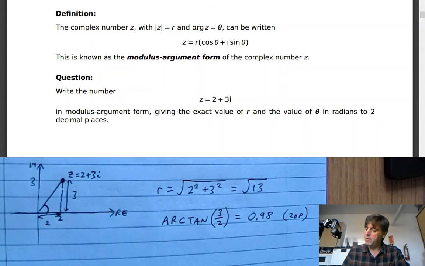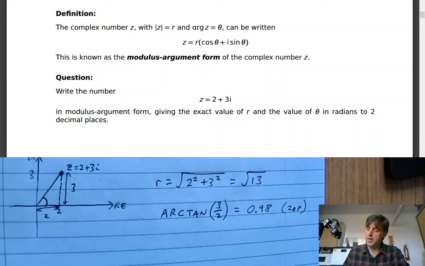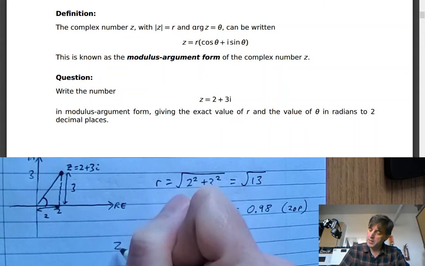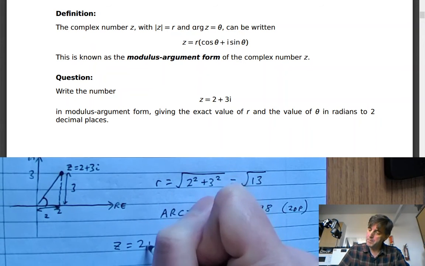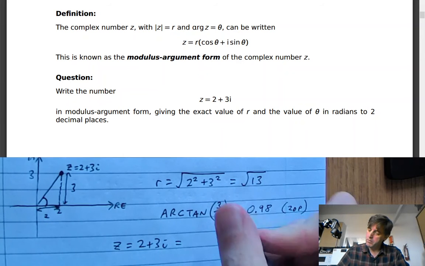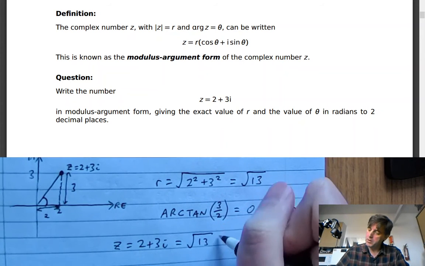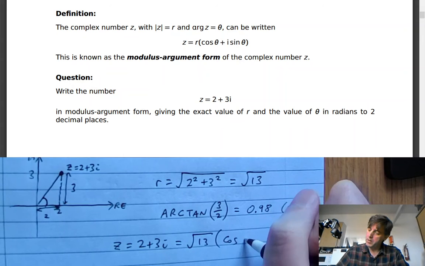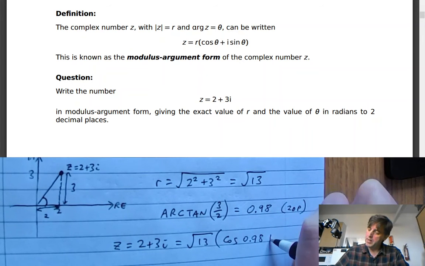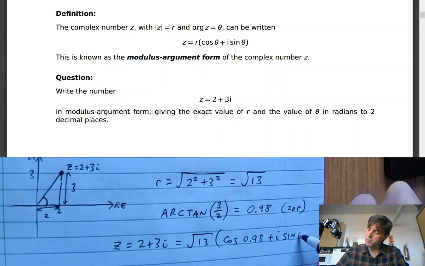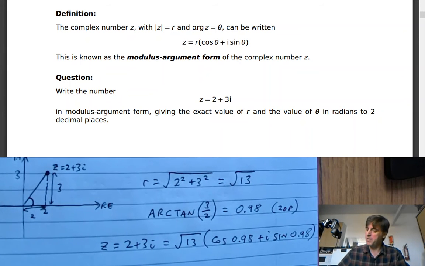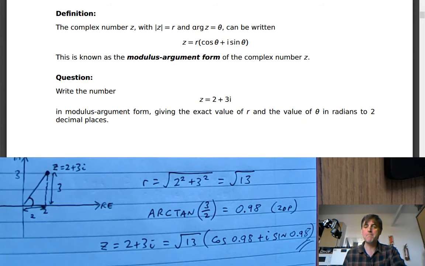So with both of these numbers, we can now just write our complex number in modulus argument form. The complex number z, which is equal to 2 plus 3i, is going to equal root 13 times cos of 0.98 plus i times sine of 0.98, just squeezing it on the edge of the paper there like that. Okay, do you agree?